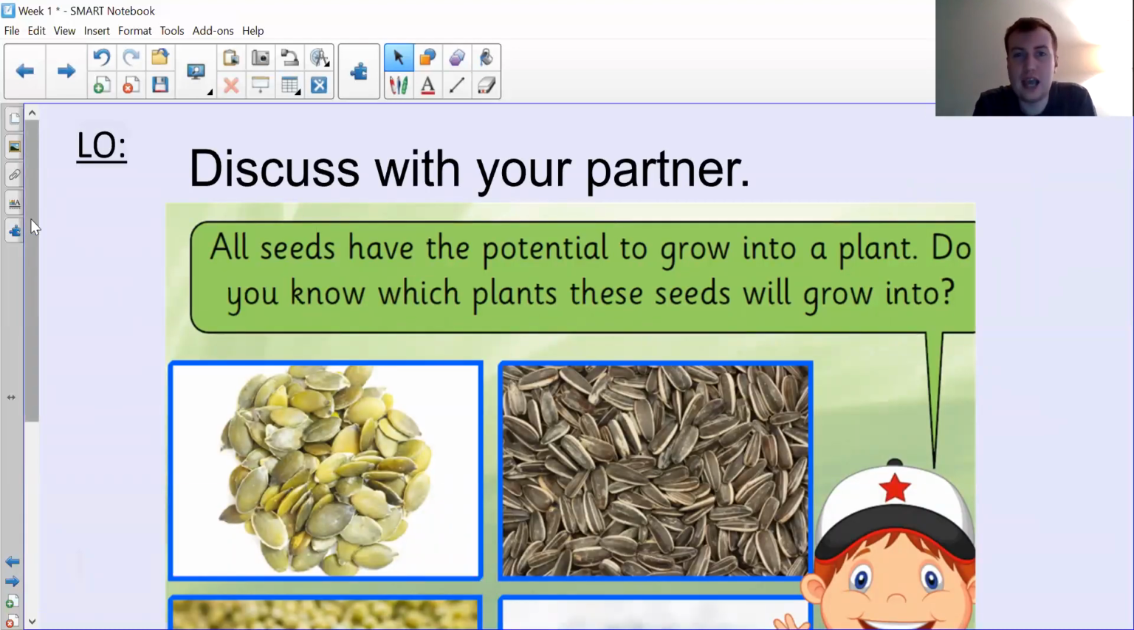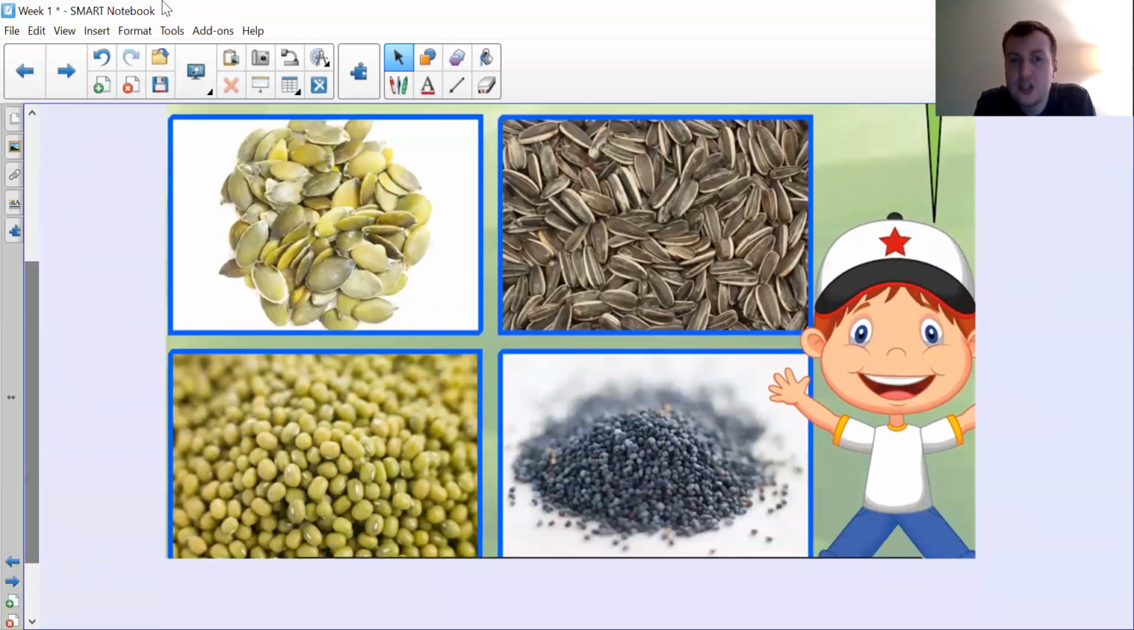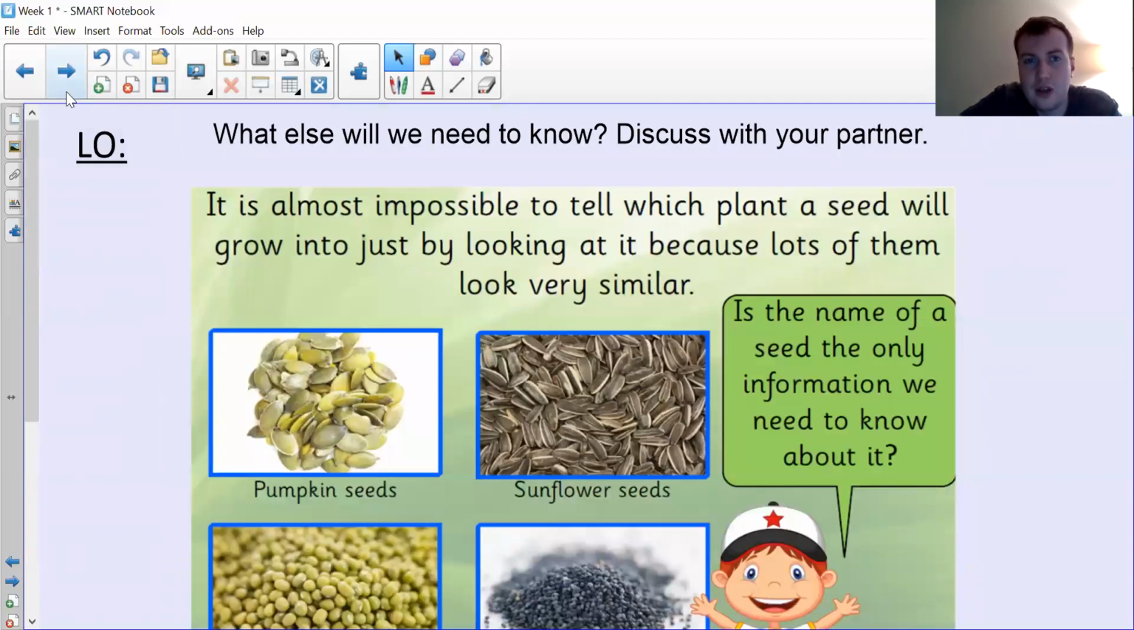So, all seeds have the potential to grow into a plant. Do you recognize any of these seeds? Have a look. Do you recognize any of them? Do you know what they grow into? You can pause the video. Okay, let's have a look if you got any of them.